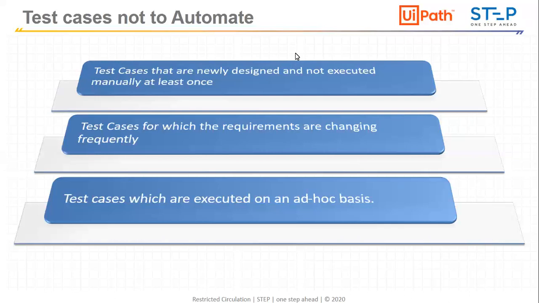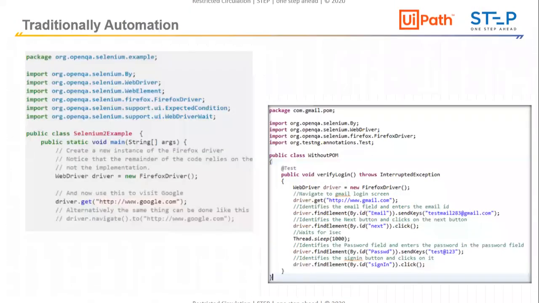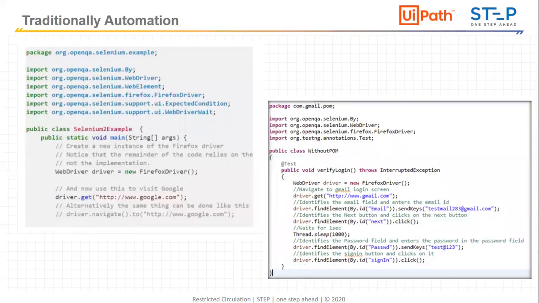Okay, let's move ahead. I think 60-70 percent of people are saying yes, so we can move ahead. So here is the catch now. What is the traditional automation we are having, and what are the requirements for the traditional automation?